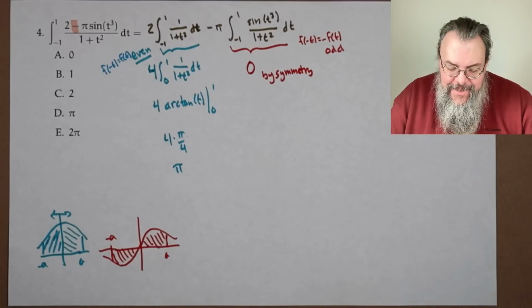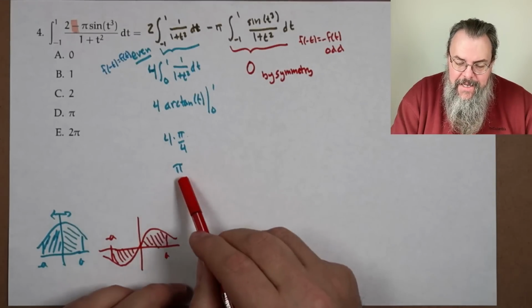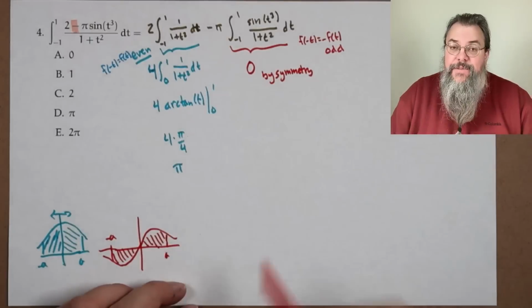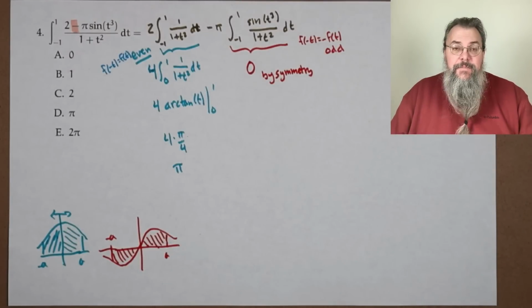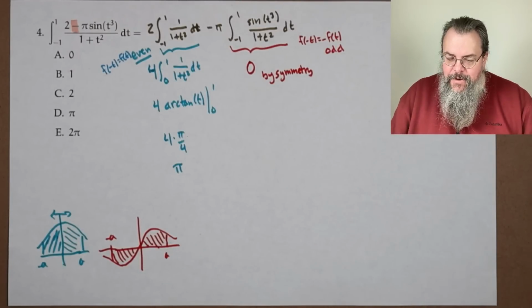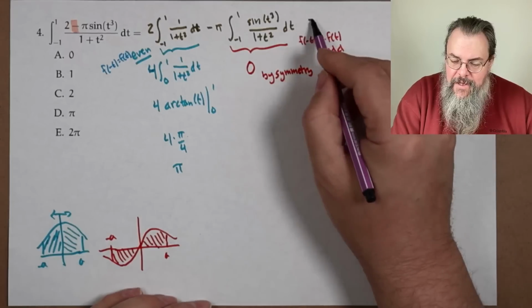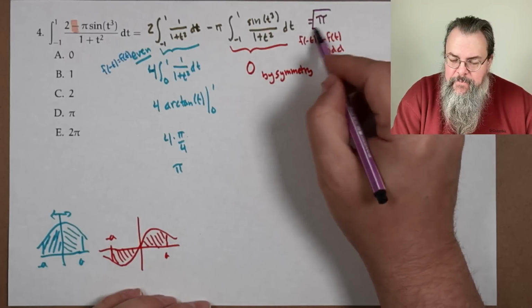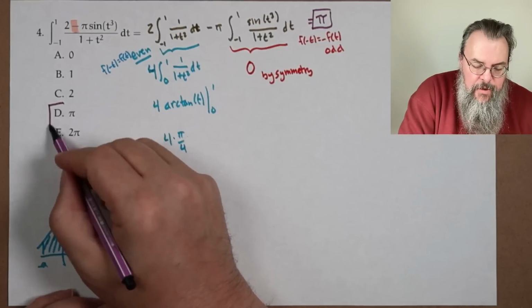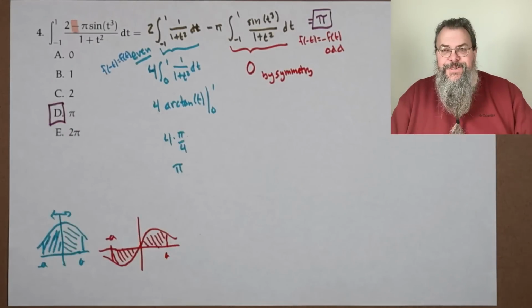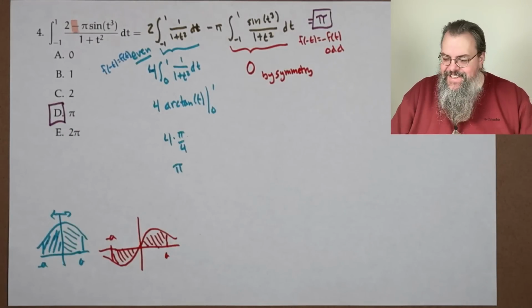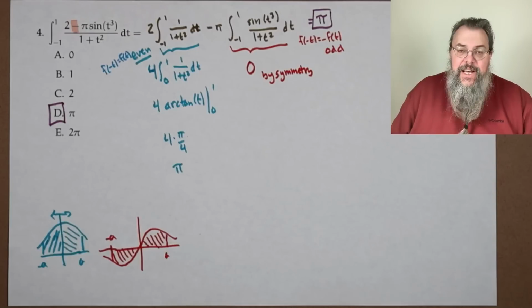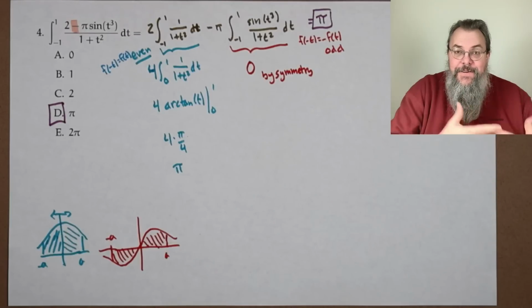Okay, so what's our answer? Well, we have pi, subtract pi times 0. And so what are we left with? We are left with pi, which is one of our options. Woohoo! Nice. All right, so know your symmetries, evenness and oddness.